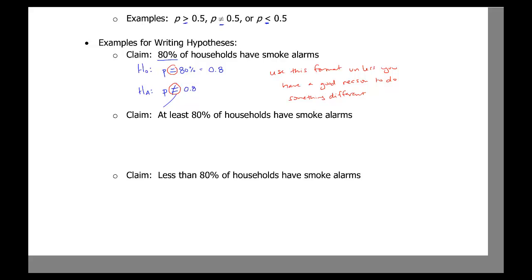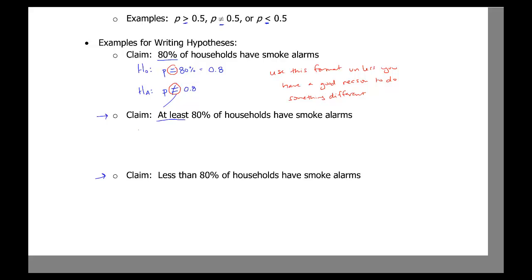And you should use that format unless you have a good reason to do something different. Sometimes the problem might tell you to do something different, but typically the null hypothesis always will say equal to. The alternative hypothesis usually is not equal to, but you might see less than or greater than in the alternative hypothesis. You typically don't see a sign other than equals in the null hypothesis, but I'm going to show you a couple examples where the null hypothesis is going to look different. Again, don't use these two examples unless the problem tells you specifically to do so.